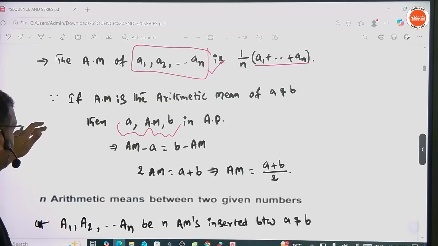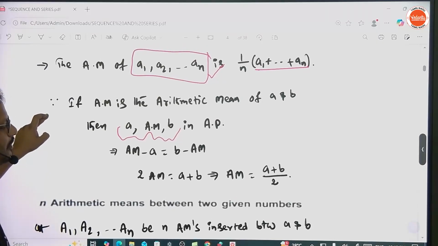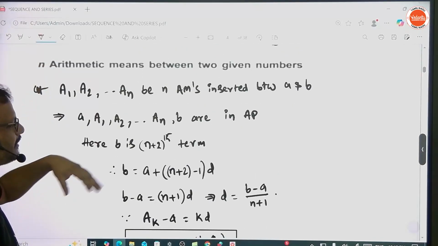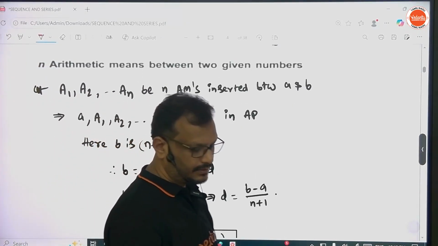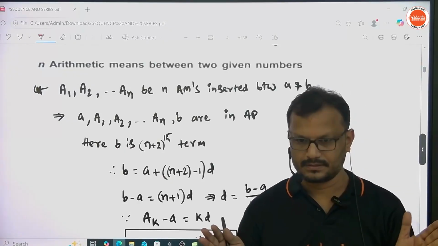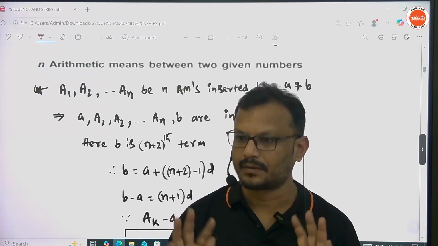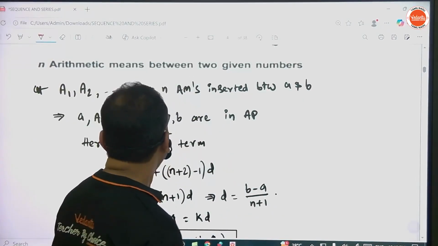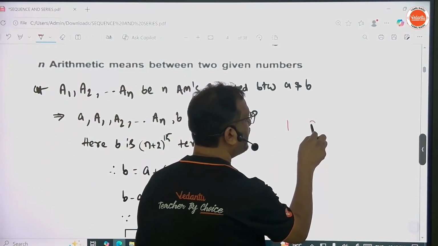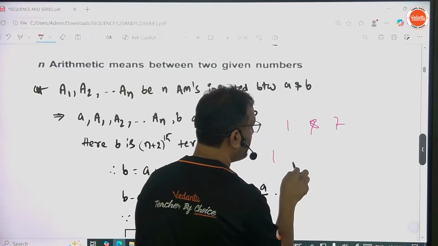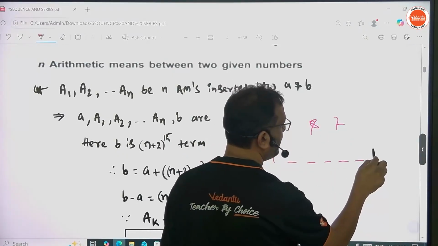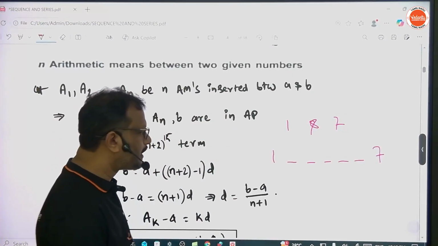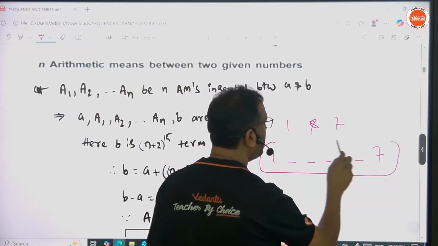Now, n arithmetic means are inserted between two given numbers. What they will ask basically here, as we are learning the formulas, is this: I will give two numbers, like 1 and 7 for example. I will ask you to insert some numbers between 1 and 7, say five numbers, so that the whole sequence must be in AP.